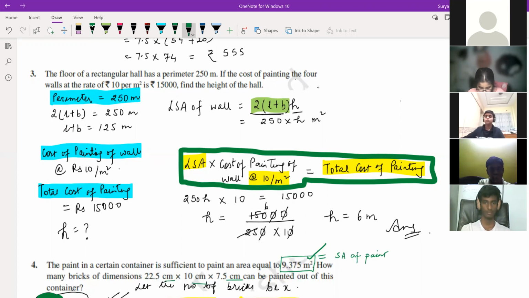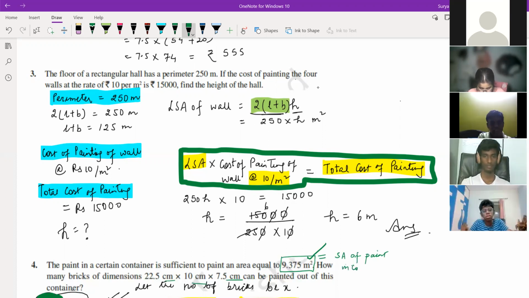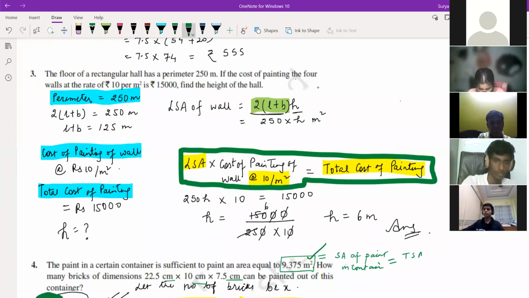The paint in a certain container is equal to what? TSA of what? Total surface area of X bricks. We don't know how many bricks there are, right? So first we write the total surface area of the paint in the container, which should be equal to the total surface area of X bricks.